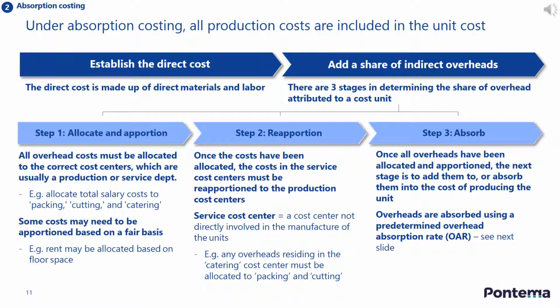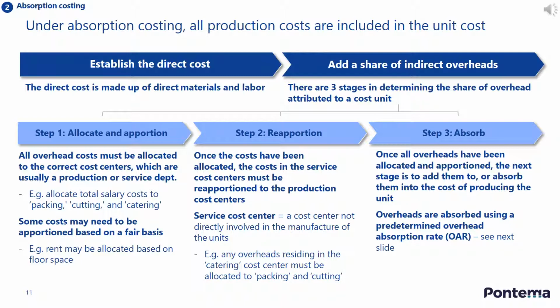Under absorption costing, all production costs are included in the cost of a unit. The full cost of a unit is therefore its direct costs and a share of indirect overheads. Direct costs include materials and labour and can be easily traceable to the unit of production. You also need to add the share of indirect overheads incurred during the production process, but these often cannot be easily allocated to each unit.